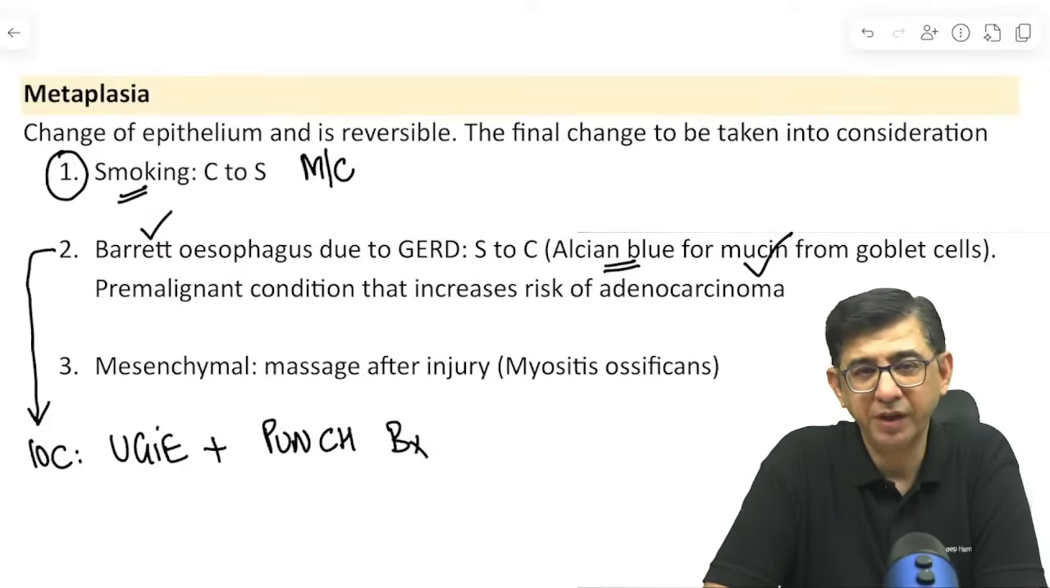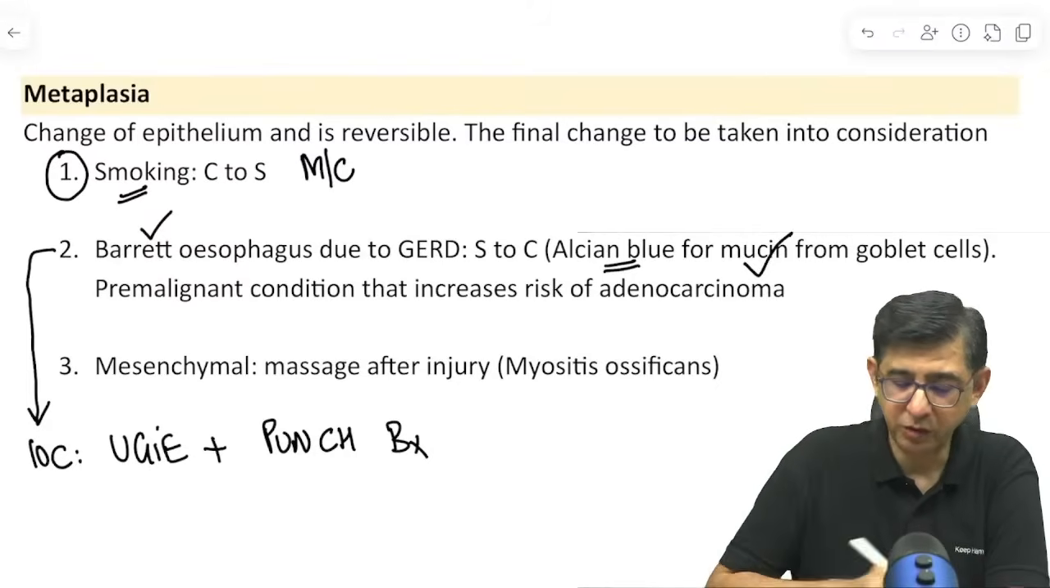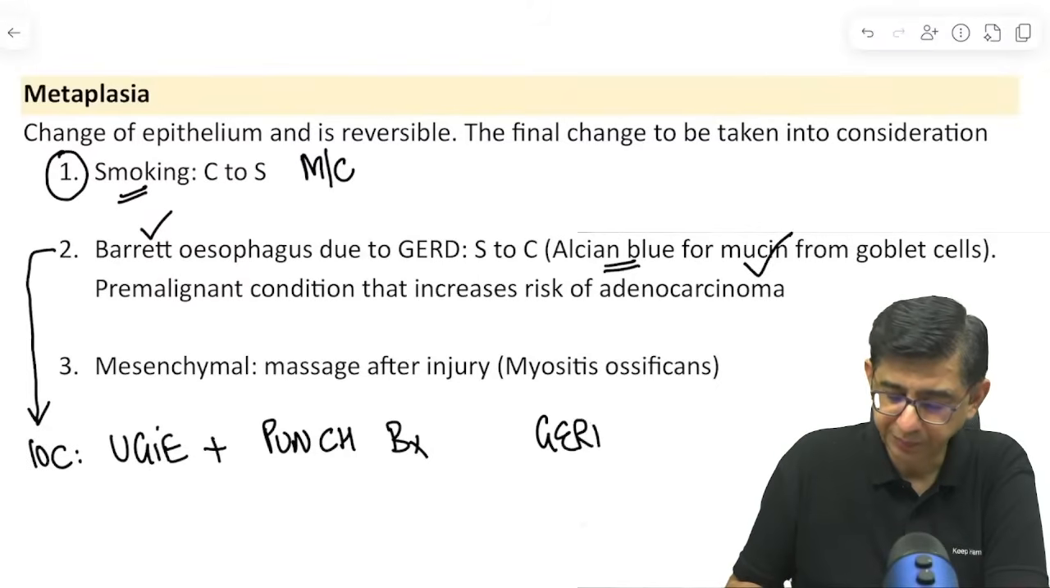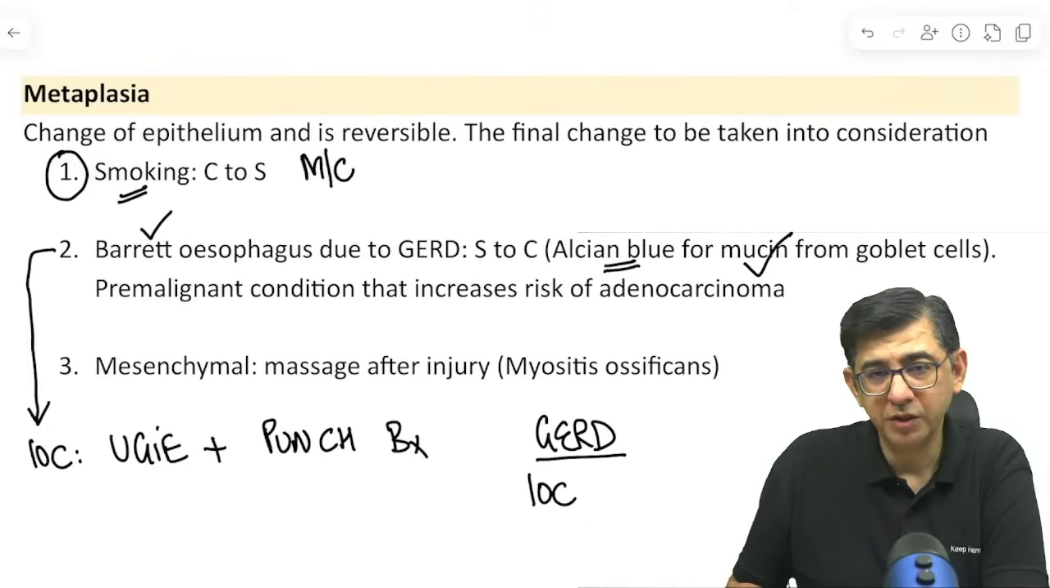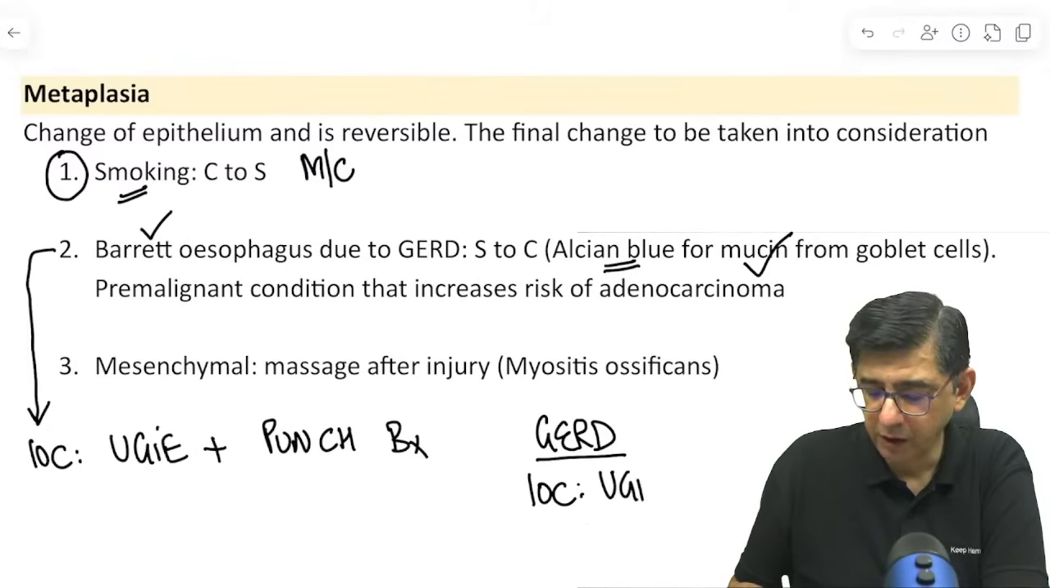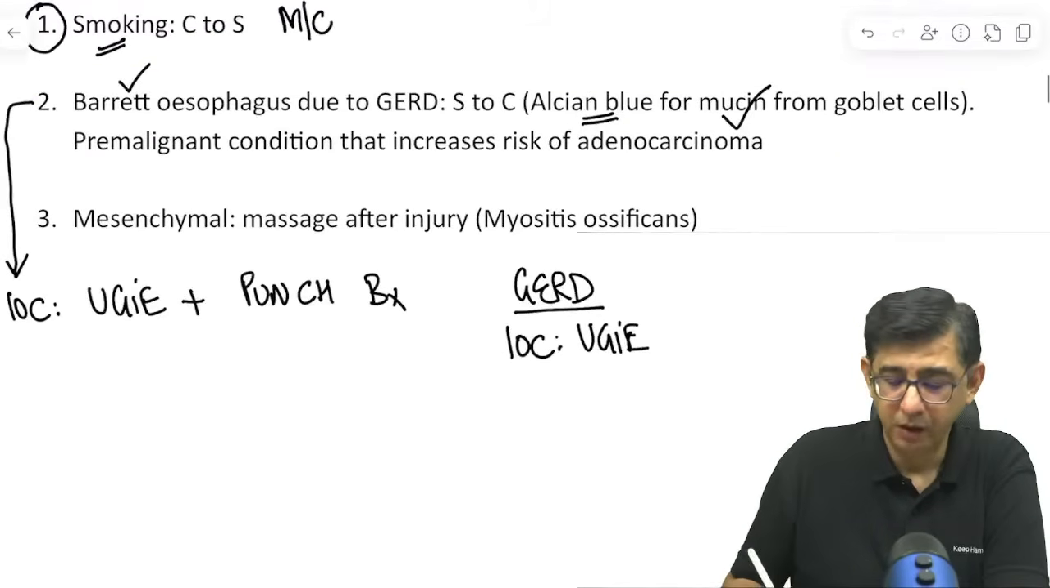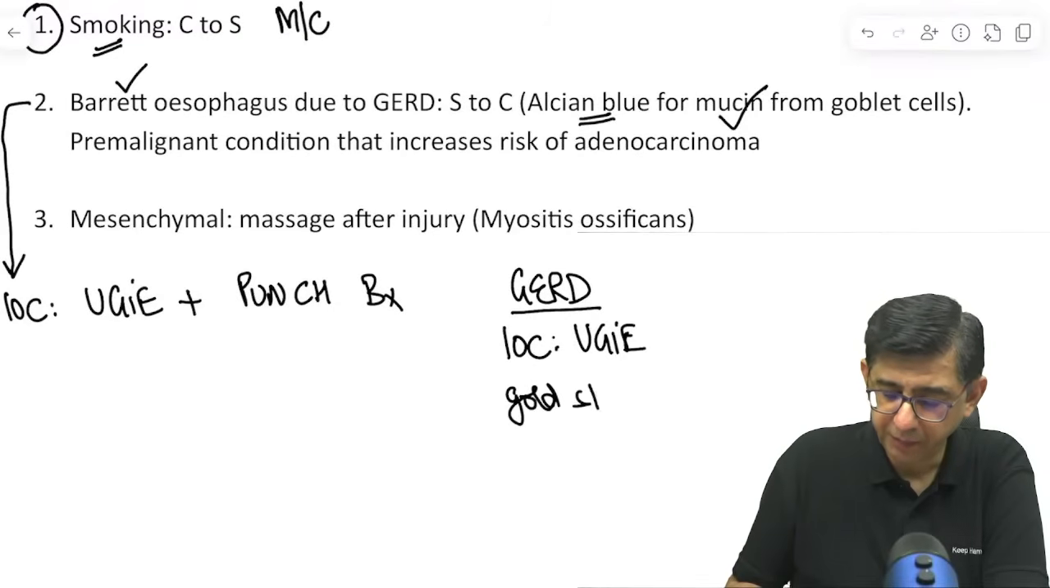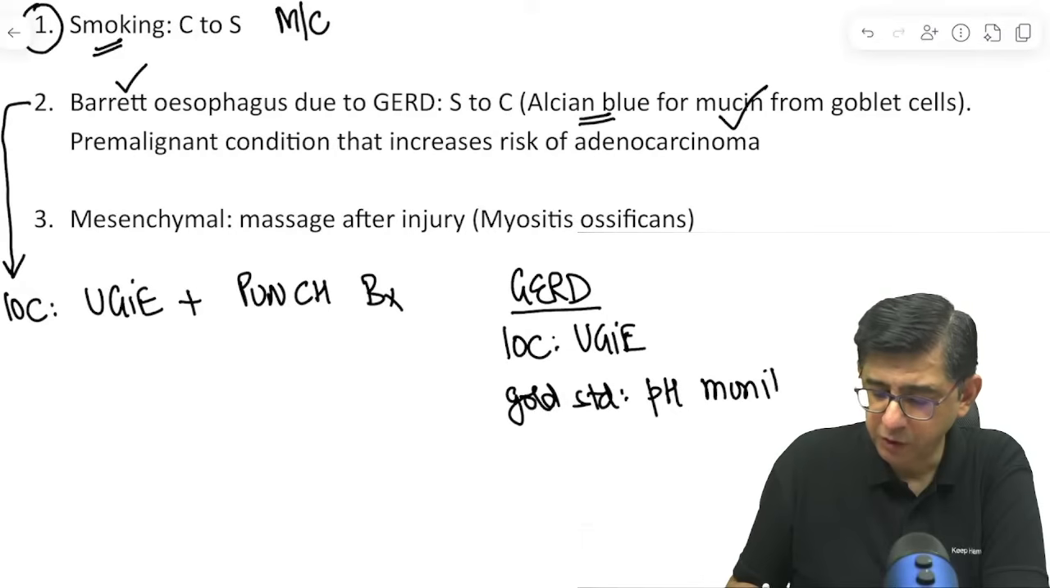And Barrett's esophagus is related to GERD, that is gastroesophageal reflux disease. Yes, the investigation of choice for GERD is again an upper GI endoscopy. The gold standard is pH monitoring. Question for everybody: a pH of the esophagus should be less than how much for how many minutes to call it GERD?